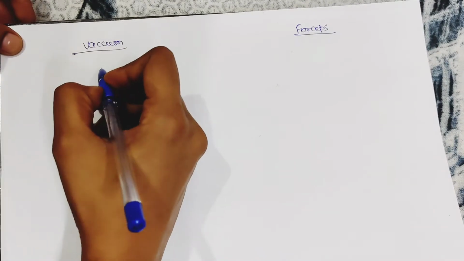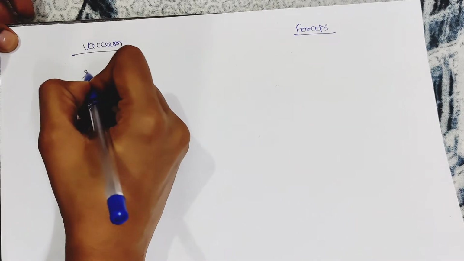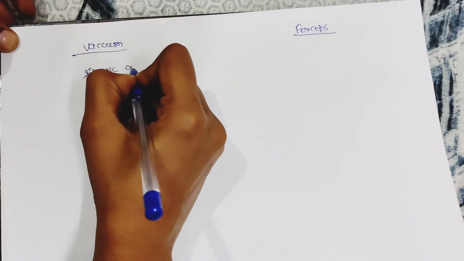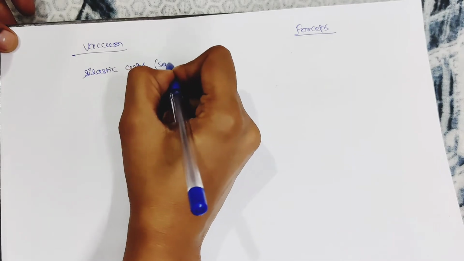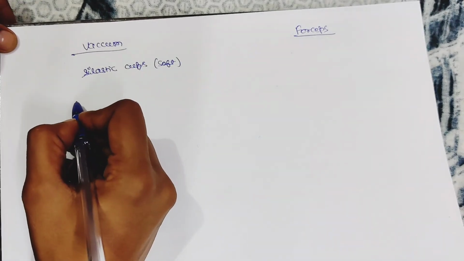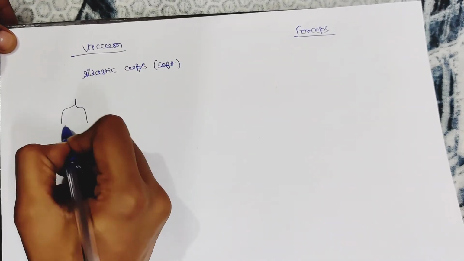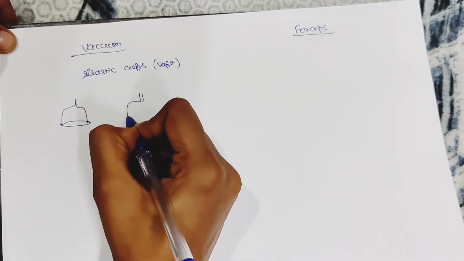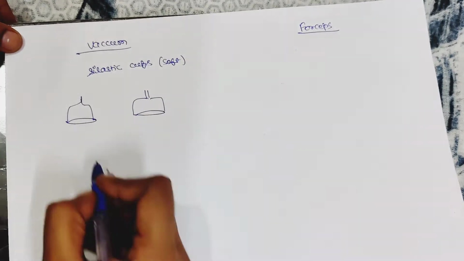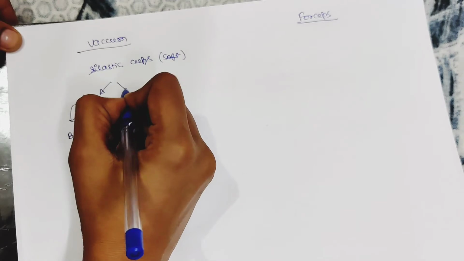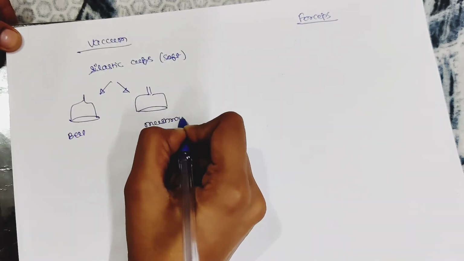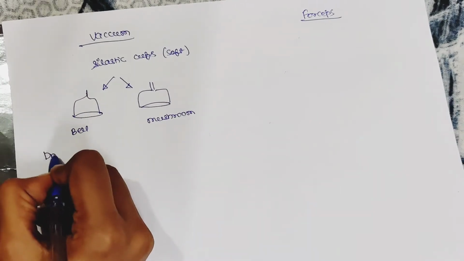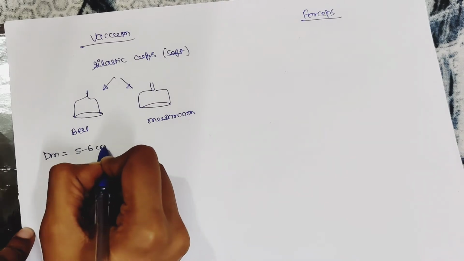Now let's compare forceps and vacuum in short. In vacuum now we use elastic cups, that is soft and made of plastic. There are two types of elastic cups. One is bell shaped and the other is mushroom shaped. Bell shaped cup and mushroom shaped cup. The diameter being 5 to 6 centimeter.